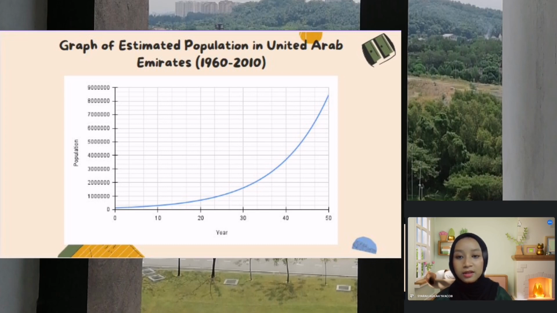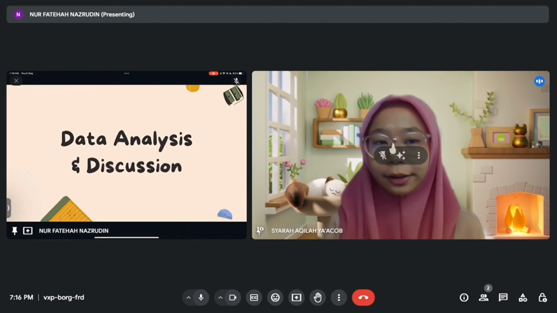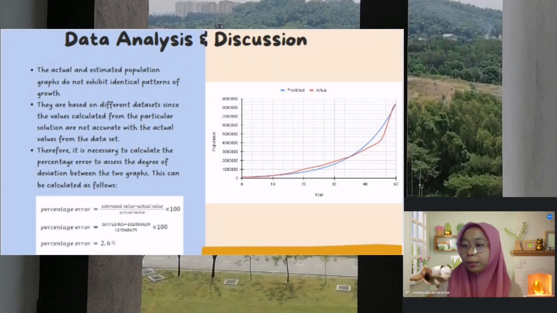And in this slide, I'm showing you the combination of both the actual and the predicted population of UAE. The next part is data analysis and discussion. This is the graph of predicted and actual population growth in UAE. We can see that the actual and estimated population graphs don't exhibit identical patterns of growth, because clearly the shape of the graph is not the same.